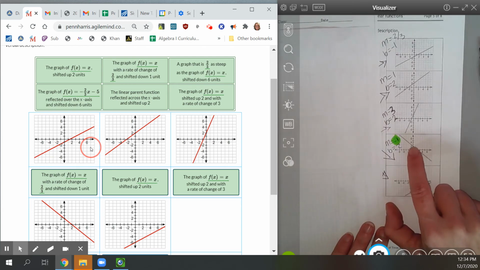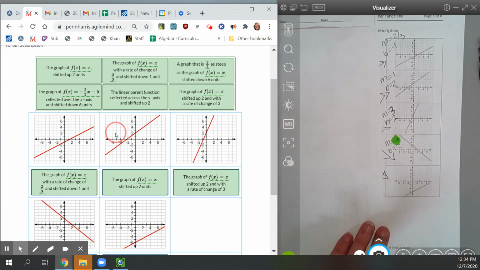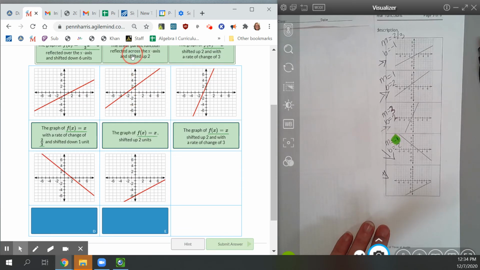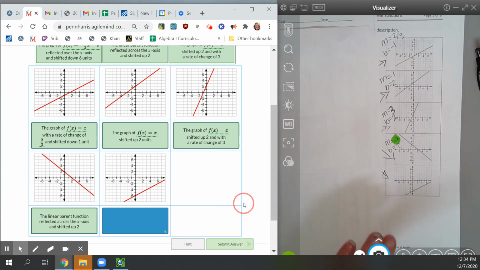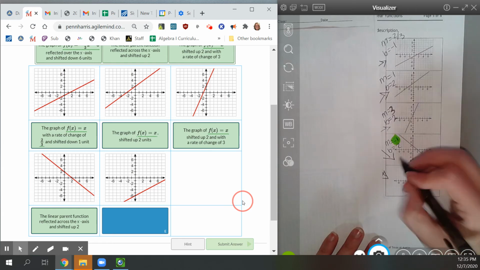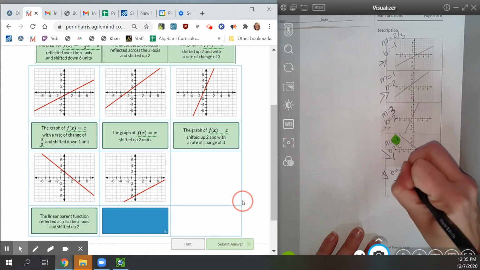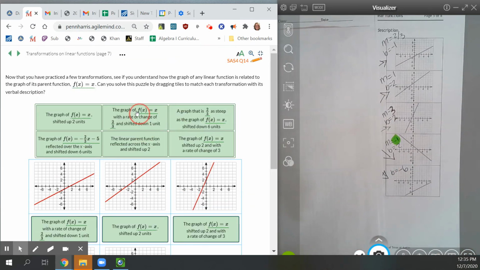It is shifted up 2 units. So this one right here, this -5 means that it would be shifted down 5 units. And that's not the case. Right here, parent function shifted up 2 units. And then lastly, guys, this one has an intercept of -6. It is shifted down 6 units. Guys, there is only one thing here that talks about that.